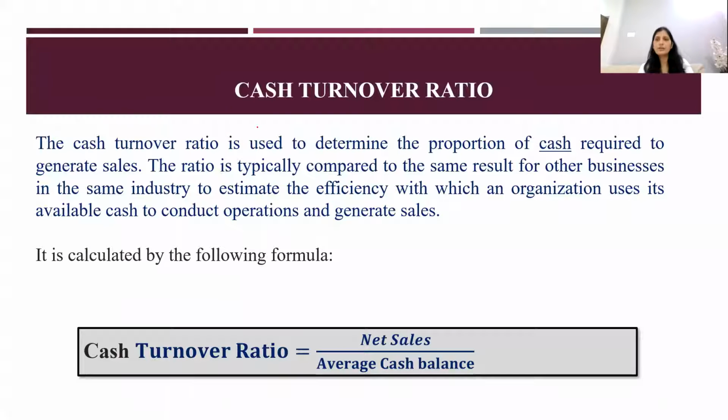So cash turnover ratio. The cash turnover ratio is used to determine the portion of cash required to generate sales. The ratio is typically compared to the same result for other businesses in the same industry to estimate the efficiency with which an organization uses its available cash to conduct operations and generate sales. So what is the cash turnover compared to the sales? It is calculated by the following formula. Cash turnover ratio is equal to net sales divided by average cash balance.